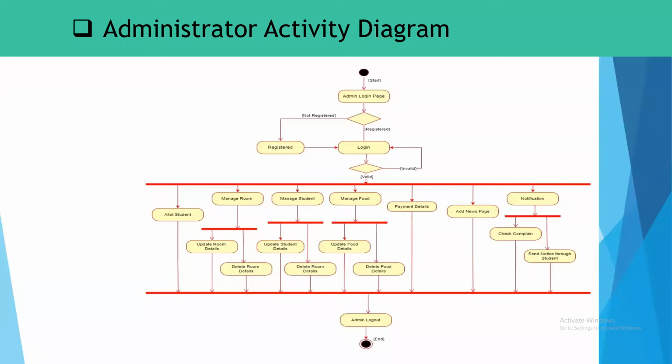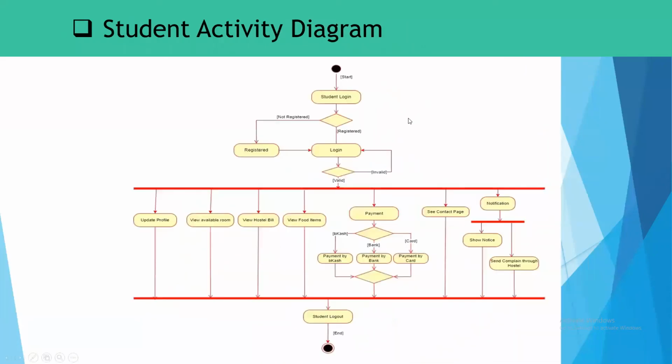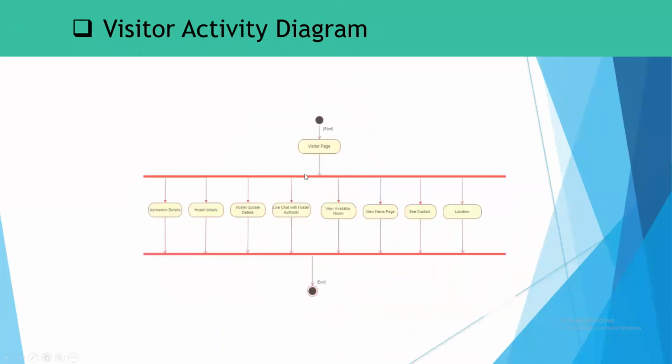Our next activity is student. Next, moving forward. In the student phase, the login feature is the same as admin, as I said previously. After successfully logging in, the student can view many features, which are view available room, view hostel bill, view food items, payment, see contact page, and notification. As we said, the payment option has more choices to pay the bill, like Bcash, card, and bank. After finishing, the student can also log out from this page. All about the student, our next and final phase is for visitors.